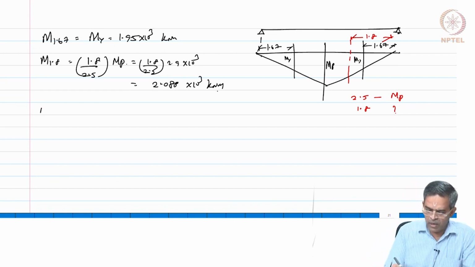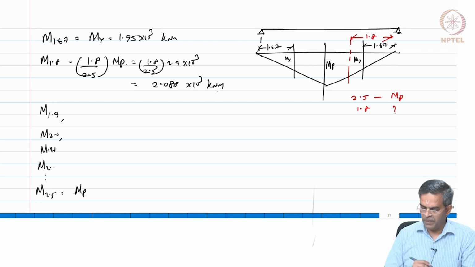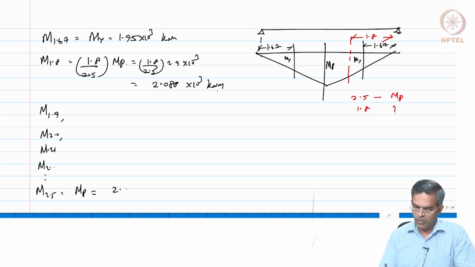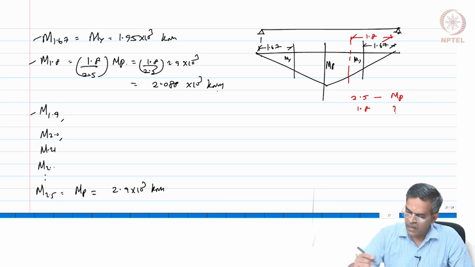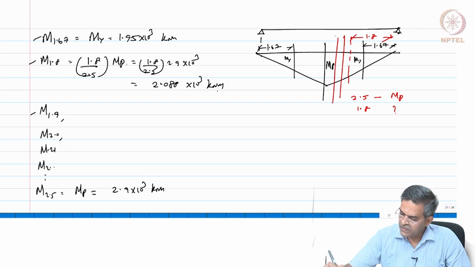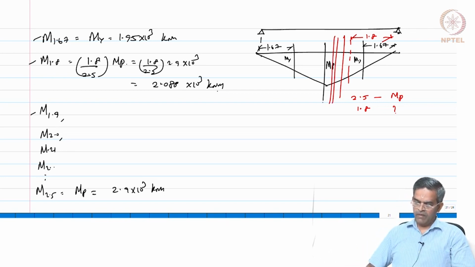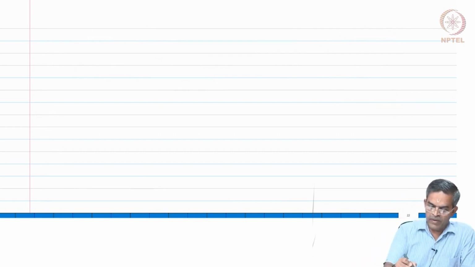So, can I this way find M at 1.9, M at 2.0, M at 2.1, 2.2 and so on, and M at 2.5 will be equal to Mp, right, which will be 2.9 into 10 power 3 kilonewton meter. So, I have moment at different sections, I have computed them. So, let us also find the depth of elastic core.